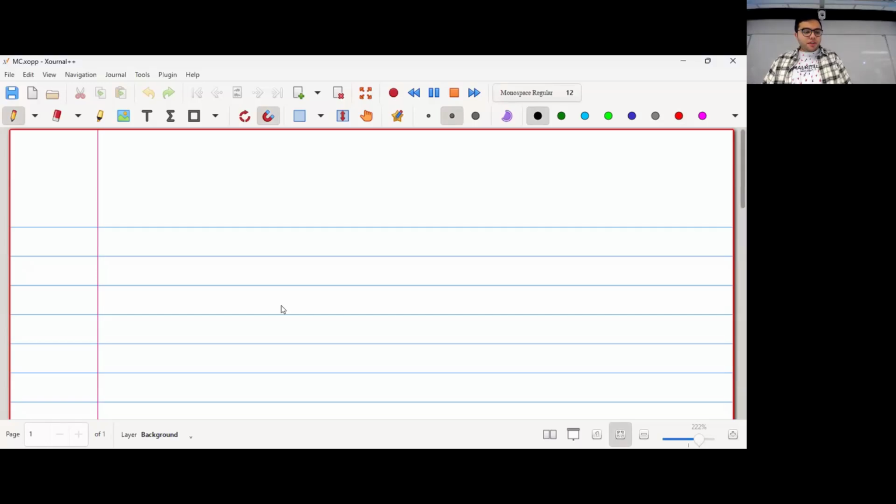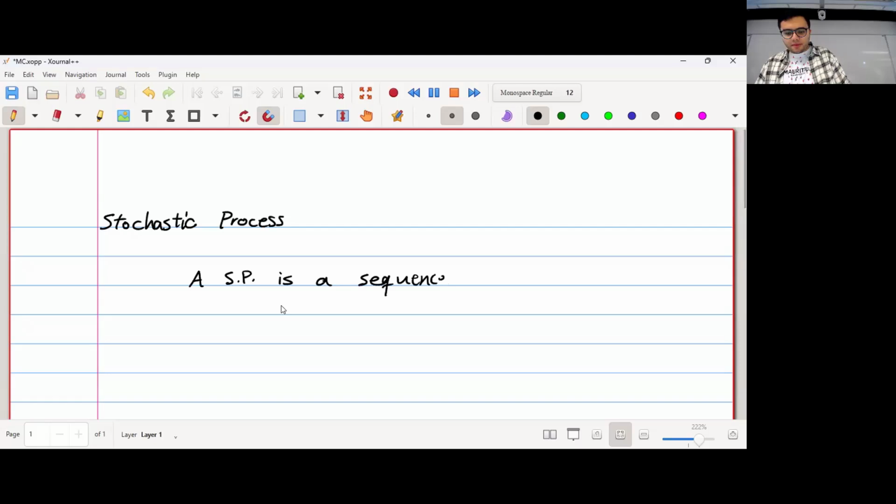I want to start by defining a stochastic process. A stochastic process is simply a sequence of random variables. So a stochastic process is a sequence x1, x2, and so on, and it's an infinite sequence of random variables.